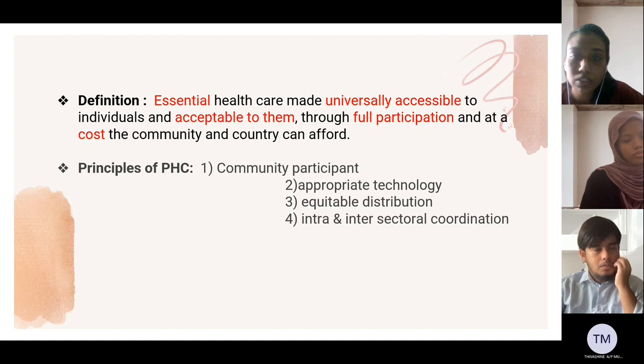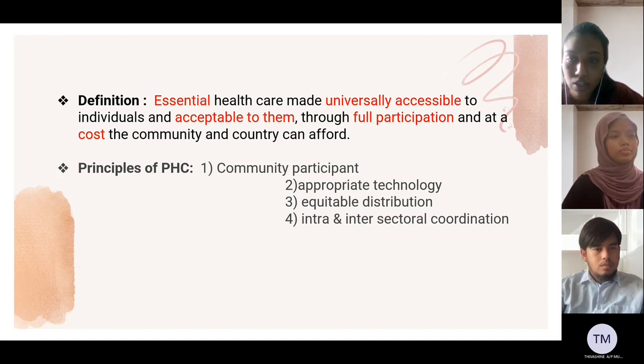Third will be equitable distribution. The majority of healthcare services are concentrated in town places, so primary healthcare aims to balance it by focusing on rural areas as well. Finally, it's the intra and intersectoral coordination, where PHC, the primary healthcare, cannot be provided by the healthcare sector alone. Other departments of the government must also work together.